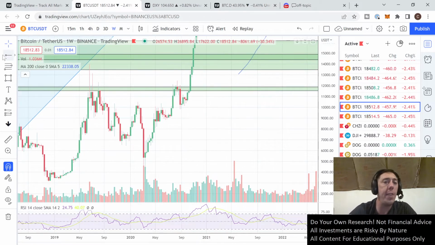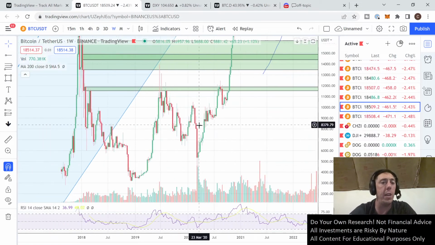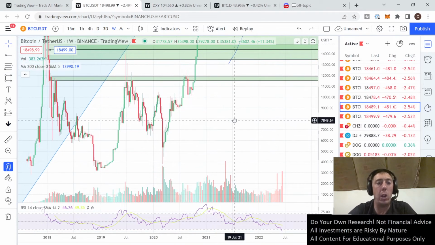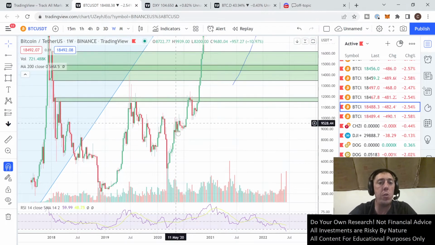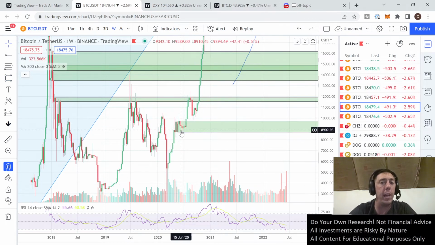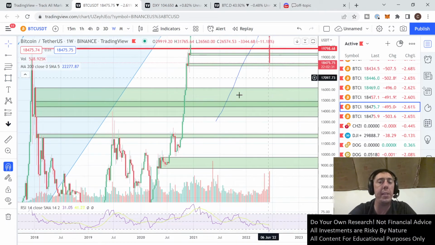Now, I do remember that 8,000 was a very important level during the bull run back here. So it's also possible that we do come back down here and retest this cluster down here, but I don't think that's very likely. This right here, I think, is extremely likely to get tested, and I think it's going to be the major support level.